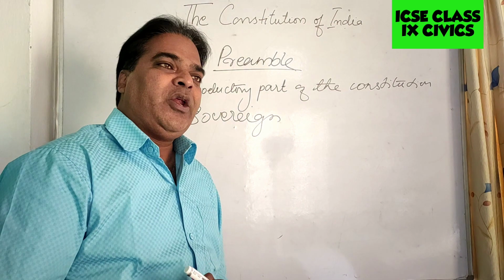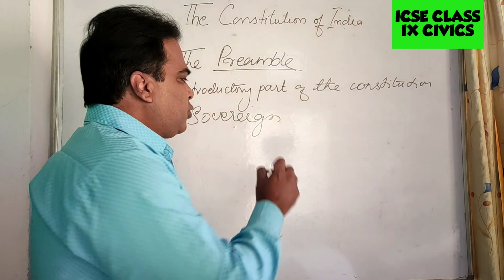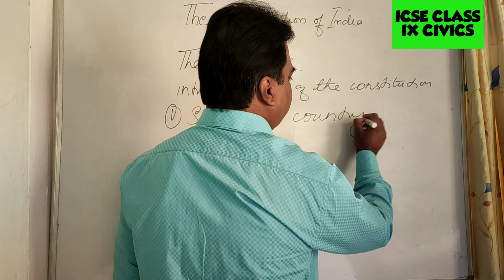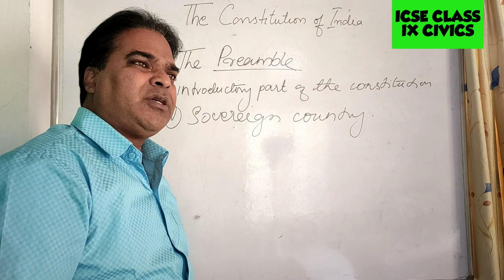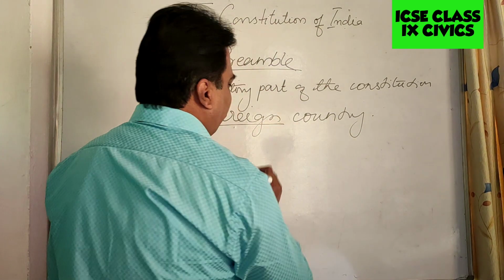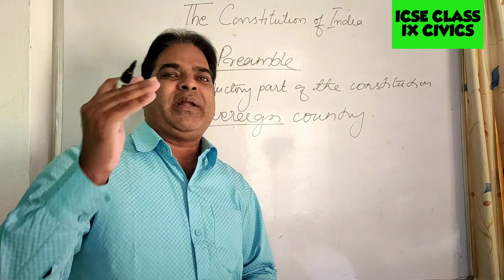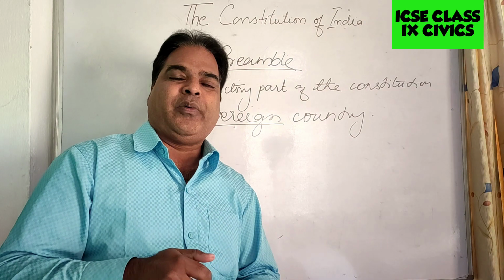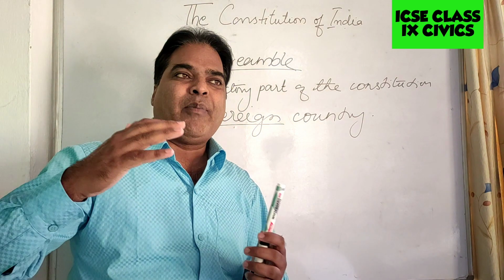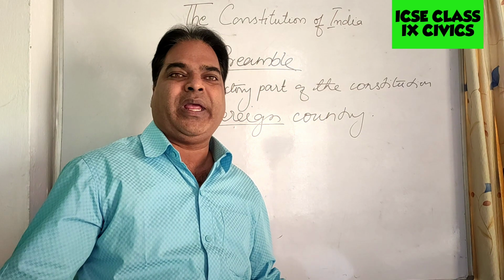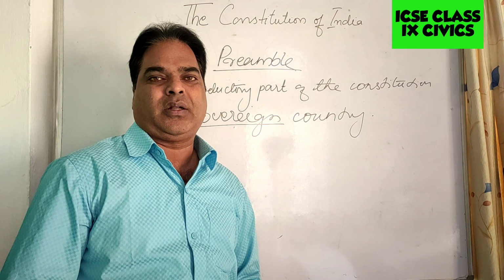So we resolve to constitute India into a sovereign country. Clear? Sovereign. What is the meaning of sovereign? Sovereign means supreme power. Beyond and above, no power exists. So if I say God is sovereign, it means above and beyond, no other power exists. So God is the supreme power on earth.